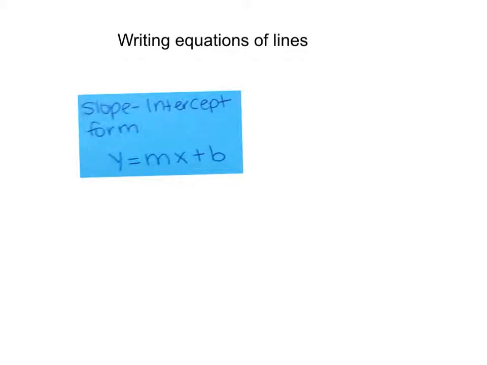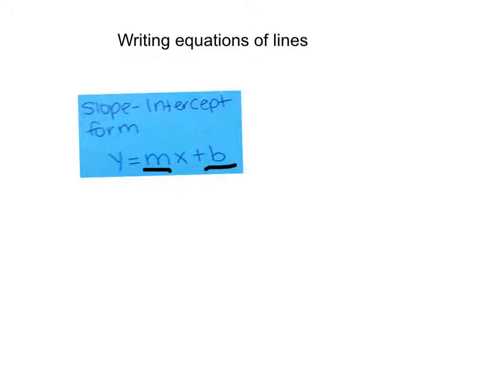Okay, we're going to practice writing some equations of lines. Right here we have the slope-intercept form. We love when our equations are in this format when we go to graph, because right here the m is showing your slope and the b term is our y-intercept. So it has everything we need and we can just get it graphed right away.